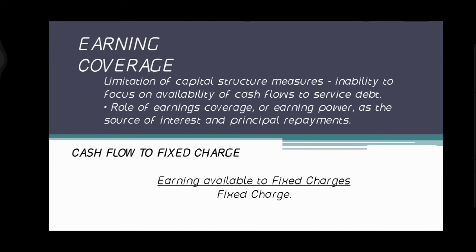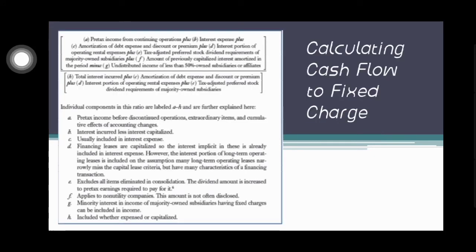interest and principal payment. So the formula of cash flow to fixed charge we can use is earnings available to fixed charge divided by fixed charge. And how to calculate cash flow to fixed charge? Here we have several indicators or numbers that we can use to calculate it. We are so sorry because perhaps you cannot see it clearly because it's too small, but you can find it in our books. This is about calculating fixed charge.